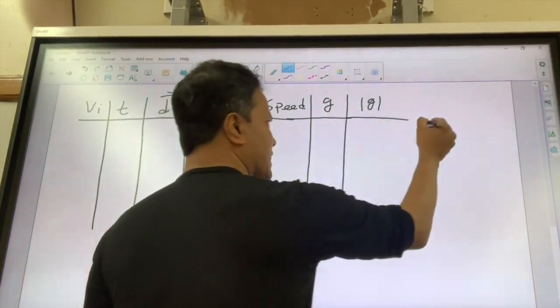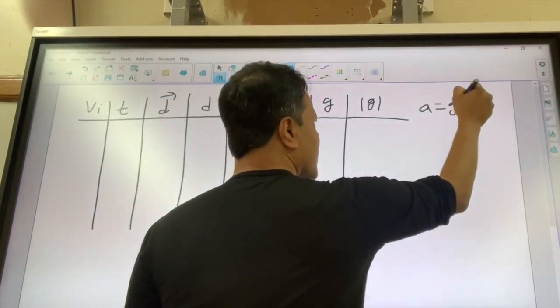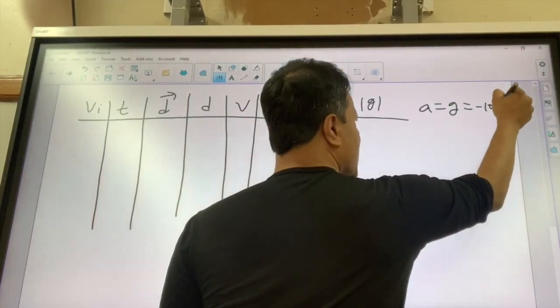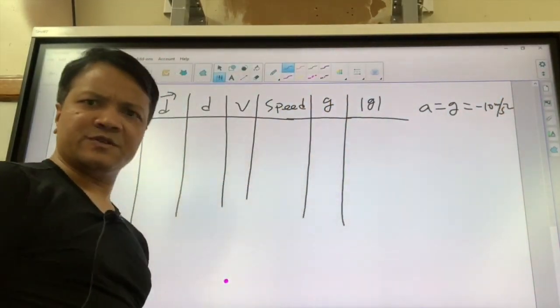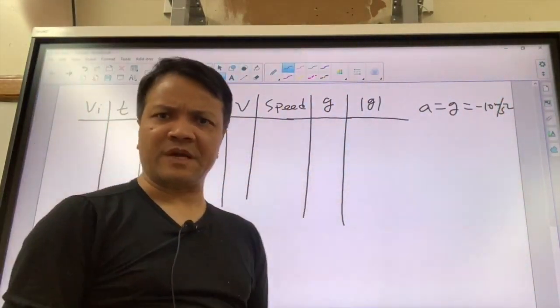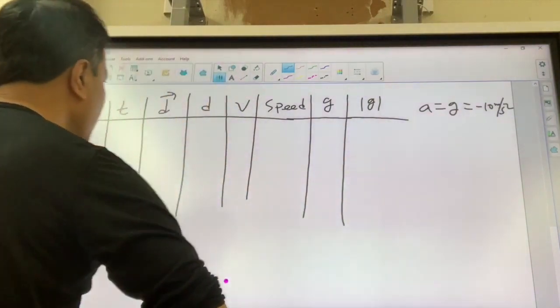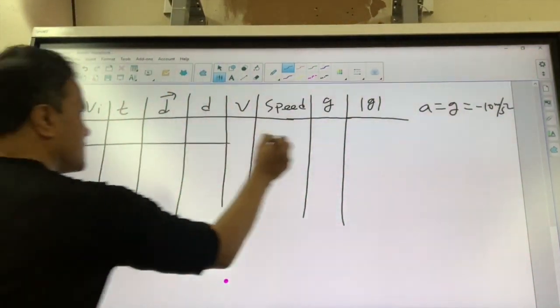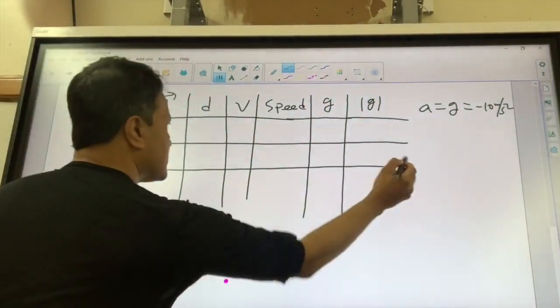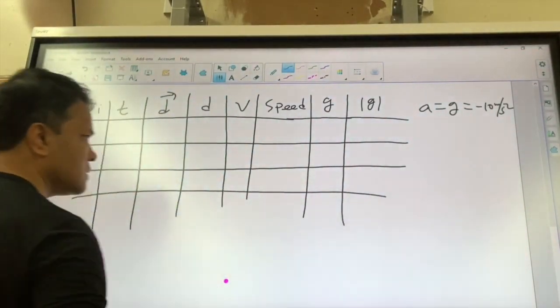And of course today, because I don't want to use the calculator, acceleration is going to be negative 10 meters per second square. Instead of 9.8, we're going to use negative 10 meters per second square. All right, so let's get started.